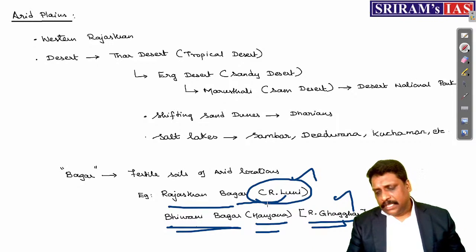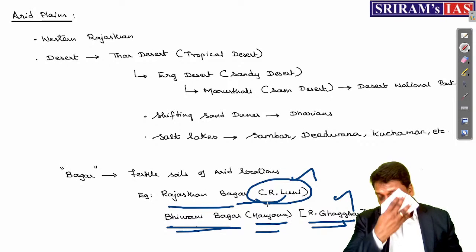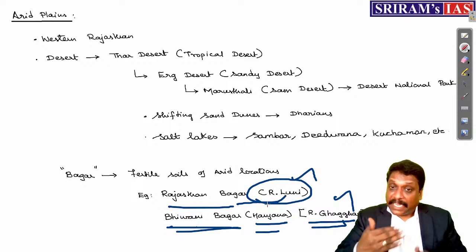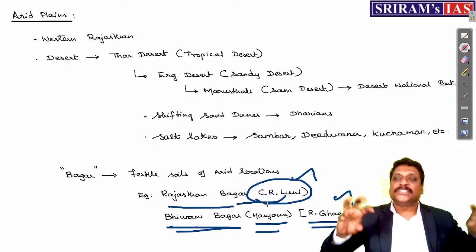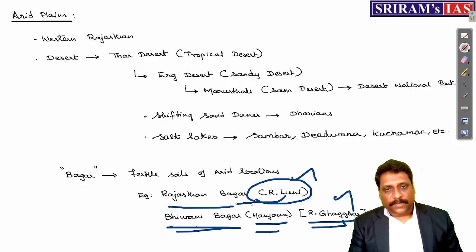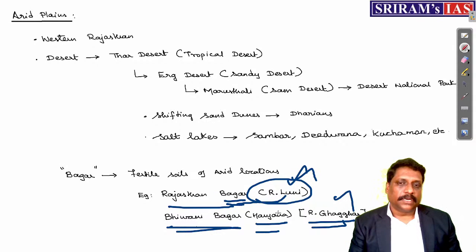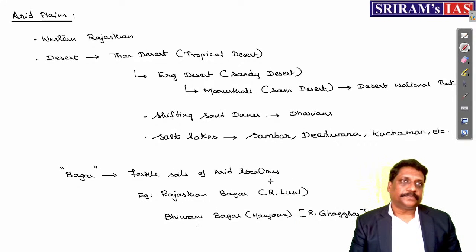See, fertility depends on the humus content and the mineral content. Obviously, I understand that being a desert, humus content will be less, but mineral content can be more. But what brings that mineral content is some agent of gradation. That universal agent of gradation will be river, right? So Luni is the one which results in the creation of Rajasthan Bagar, and Ghagar is a river which creates this Bhiwani Bagar.